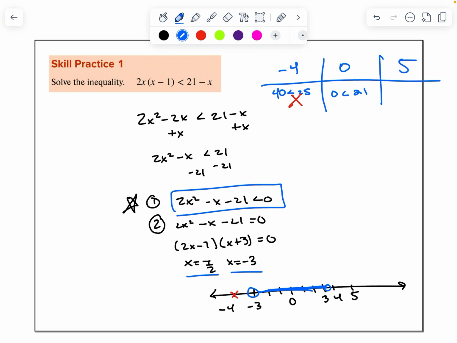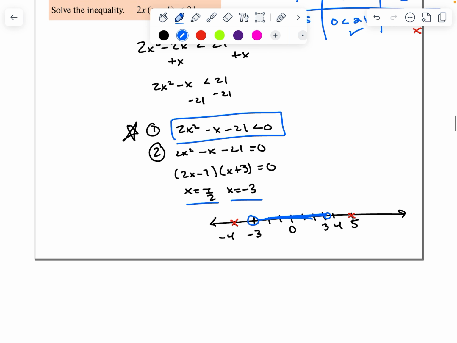All right, sub in a 5. 2 times 5, parentheses, 5 minus 1, I get 40, less than 21 minus 5, I get 16. Is 40 less than 16? No, it is not. So I will not shade in that region. Do shade in that region.